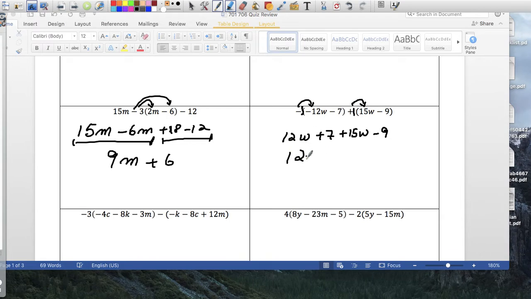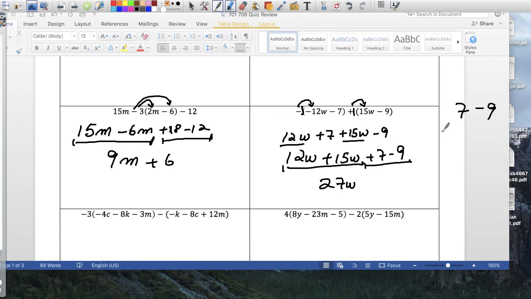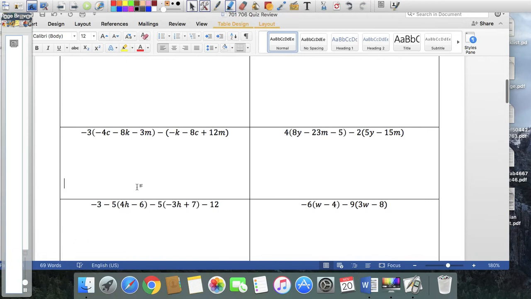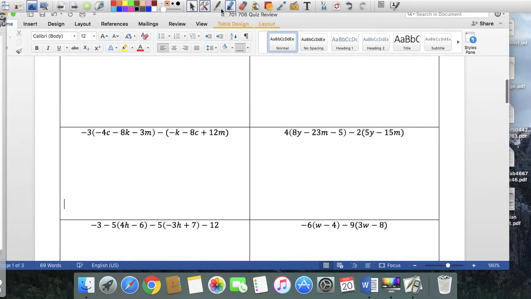Combine like terms, let's put them next to each other. It's 12m plus 15w plus 7 minus 9. These two are nice and easy because they're both positive. 12 plus 15 is 27w. And 7 minus 9, again, please take the time to rewrite that. 7 plus negative 9, there's more negatives, so my answer is going to be negative, and there's 2 more. A little longer, but same idea.